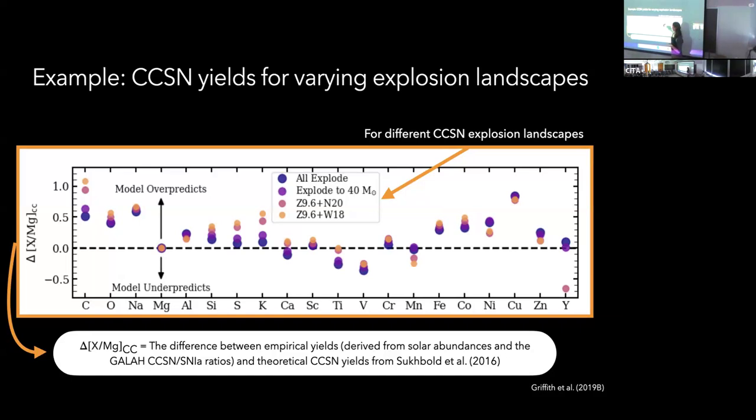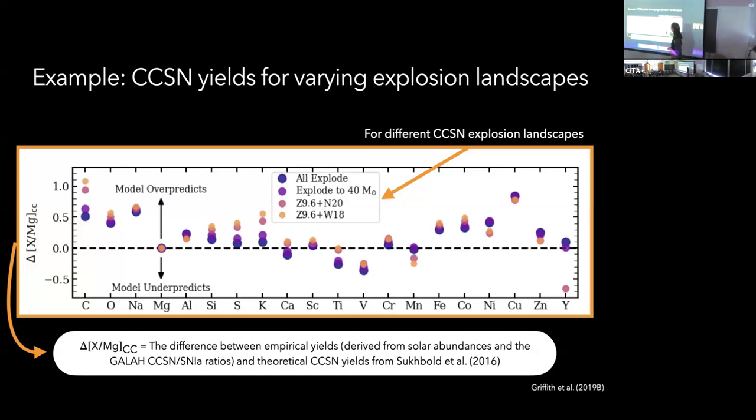And the different yield sets here are just different explosion landscapes from that complex black hole landscape figure I'd shown before. So the least explosive are these orange points, and the most explosive are these dark blue large points. The purple point is a proxy for this naive black hole landscape where we say the least massive stars explode and the most massive stars collapse to black holes. And that's somewhere in between the complex black hole landscape and that fully exploding.